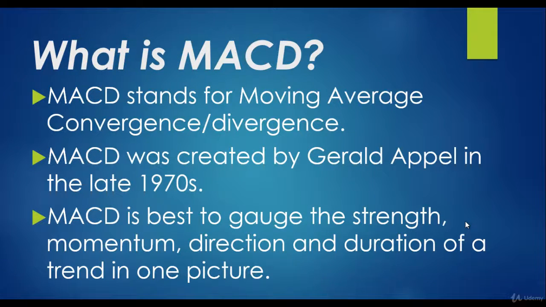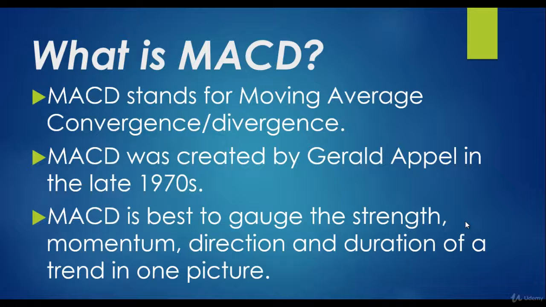However, even after 50 years, it is the best way to gauge the strength, momentum, direction, and duration of the trend in one picture. So you can have all these important things for trading in one picture. That is strength, how strong the stock is. Momentum, if it is going up or down, how fast it is. Basically, momentum means the fastness.